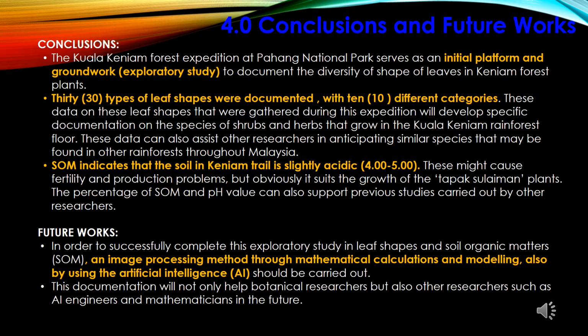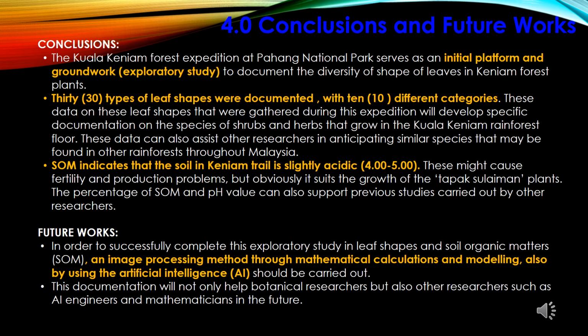Finally, we would like to conclude that the Kuala Kenyam Forest Expedition at Pahang National Park served as an initial platform and groundwork. This is just an exploratory study in order for us to document the diversity of shape of leaves in Kenyam forest plants. Next, 30 types of leaf shape were documented with 10 different categories. This data on leaf shapes gathered during this expedition will develop specific documentation on the shrubs and herbs that grew in the Kuala Kenyam rainforest floor. This data can also assist other researchers in anticipating similar species that may be found in other rainforests throughout Malaysia.